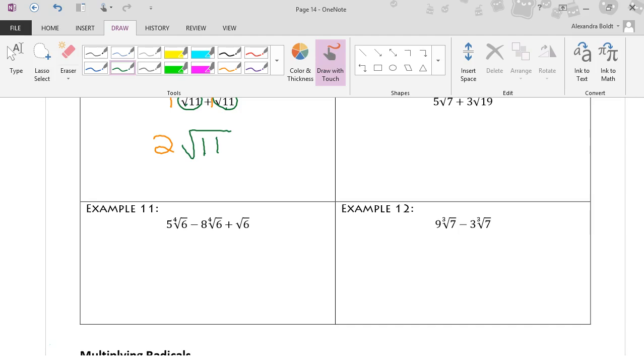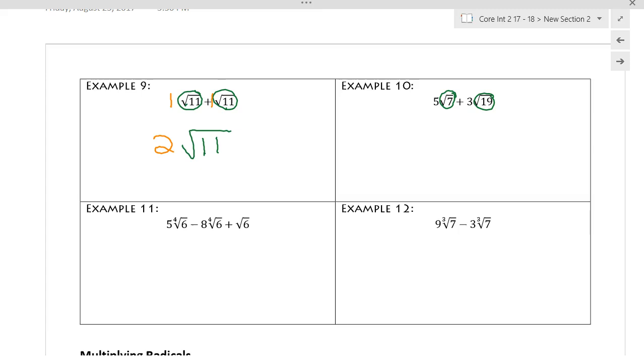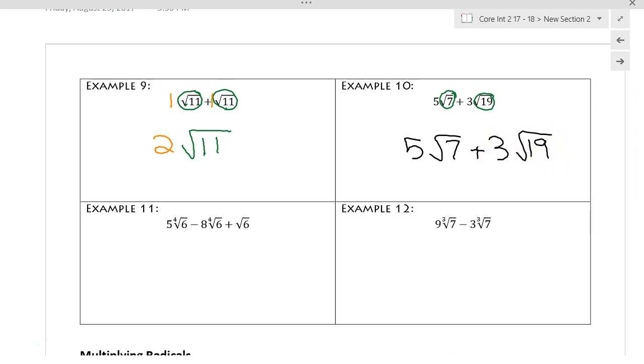Example 6. Look here. I have a square root 7 and a square root 19. Oh no, those are not the same. So my answer is just 5 square root 7 plus 3 square root 19. It's like terms. If you can't combine them, you can't combine them. Okay, so don't force things together.